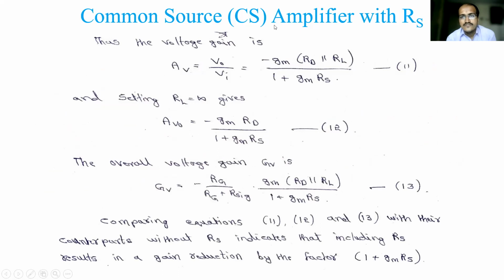Here it is the total resistance at the output side, RD parallel to RL, divided by the resistance in series, 1 by GM plus RS. If you take that ratio, it will come as 1 plus GM RS by GM, so GM only comes in the numerator. And this minus sign normally comes with voltage gain because it is a 180-degree phase shift from input to output signal. So this is regarding the common source amplifier with source resistance.